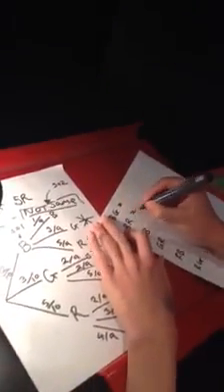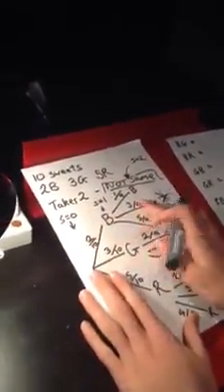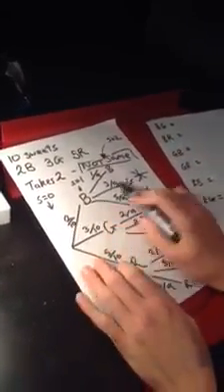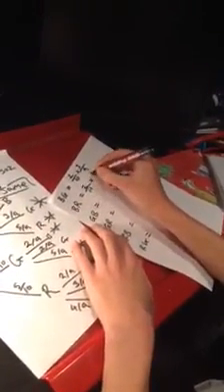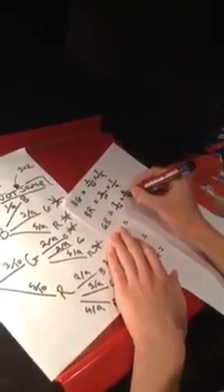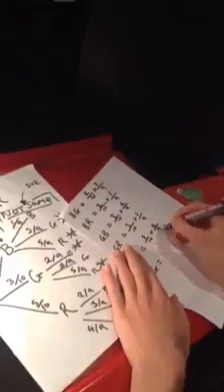Now to work out the probability of each, all you need to do is multiply the 2 paths that lead to it. So this is 2 tenths times 3 ninths. The next one is 2 tenths times 5 ninths. Then 3 tenths times 2 ninths, and 3 tenths times 5 ninths. Then 5 tenths times 2 ninths, and 5 tenths times 3 ninths.